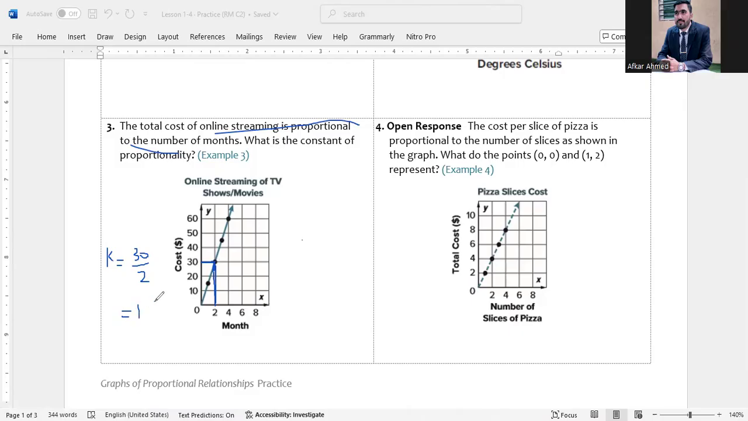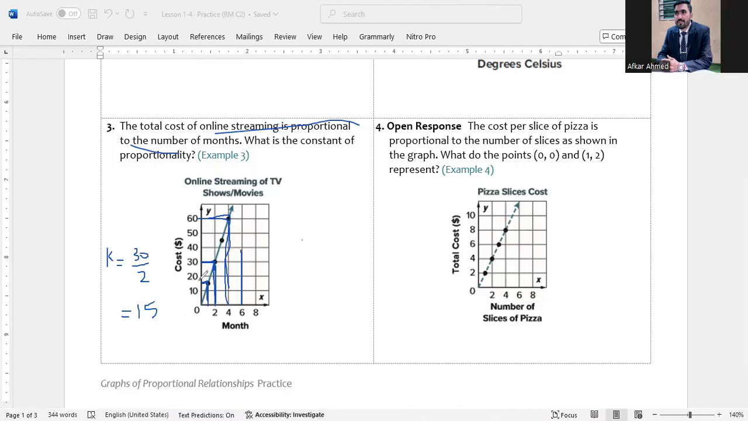K is used for the constant of proportionality. If you divide, it will be 15. Or I can use any of the points, and it will give me the constant of proportionality. If I move to x equal to 4, the value is 60. If you divide 60 by 4, it will also give you 15. Even for this point, if x is 1, the value of y is 15, between 10 and 20. It will also give you 15. So the constant of proportionality is 15 in this case.